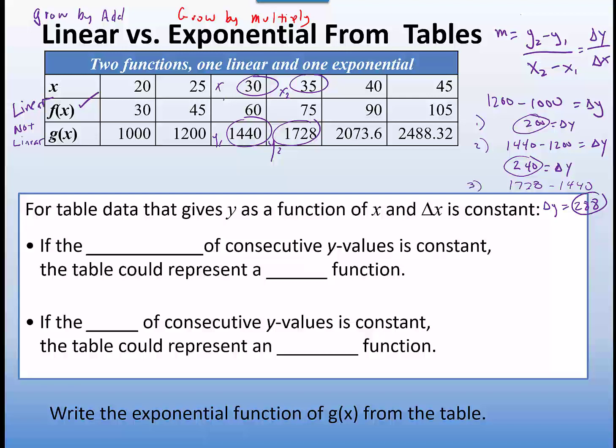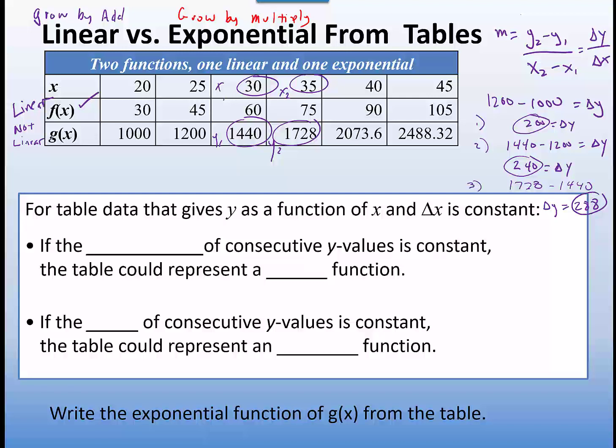Okay, now remember I said that a linear function grows by adding, and I don't know if it's linear until I look at the slope. And so I'm basically working backwards from the points to find out if it's linear. Well, if it grows by adding and I'm working backwards, I have to subtract. And that's what I'm doing. I'm subtracting the y's. Okay, so g, it's not linear.